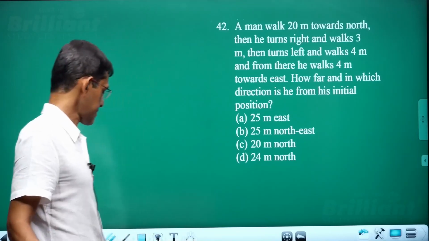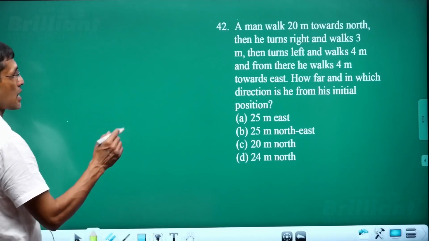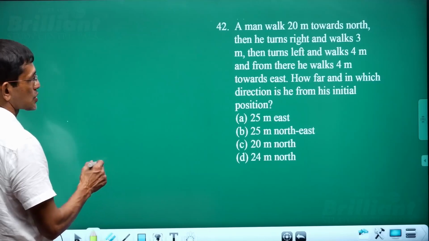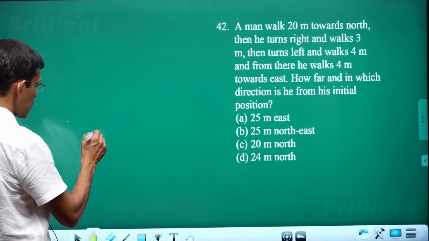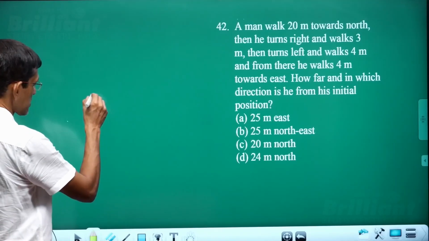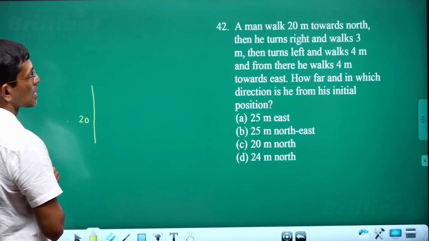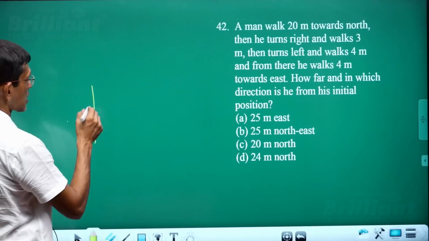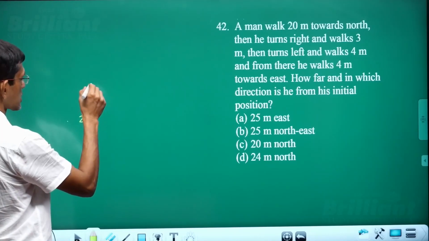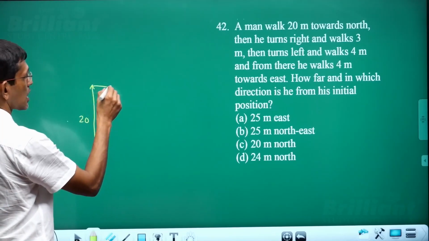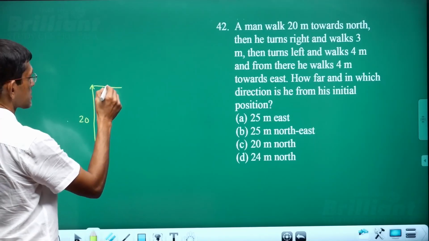Let's check it out. A man walks 20 meters. So a man walks 20 meters. This is what, 20 meters? Towards north. Then he turns right. So he is facing this direction. Now turns right this way. And walks what? 3 meters.